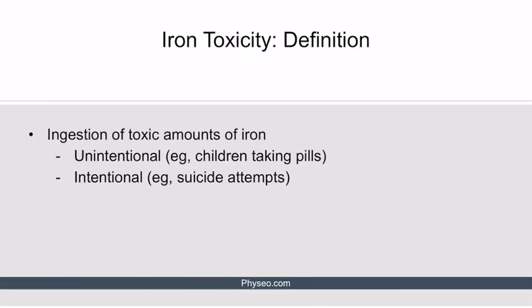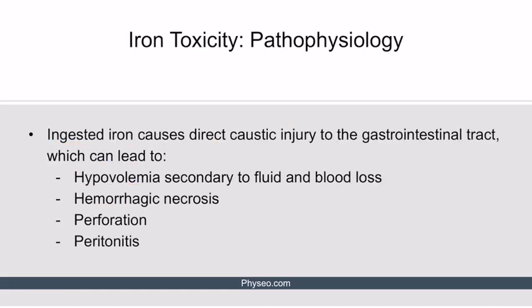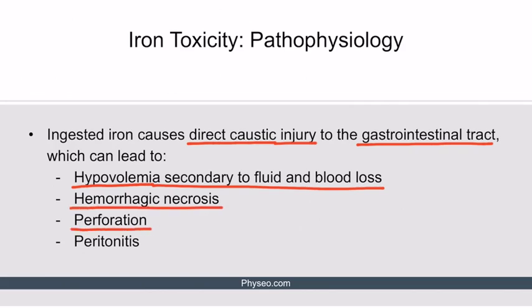For the purposes of this lecture, iron toxicity will be defined as ingestion of toxic amounts of iron. This can be either unintentional, such as when children take their parents' pills, or it can be intentional, such as when iron is ingested in a suicide attempt. Notably, systemic iron toxicity, secondary to primary or secondary hemochromatosis, is discussed separately in our lecture on diseases of the liver. When ingested in high amounts, iron causes direct caustic injury to the GI tract, which can lead to hypovolemia secondary to fluid and blood loss. This caustic injury to the GI tract can also lead to hemorrhagic necrosis, perforation, and peritonitis.